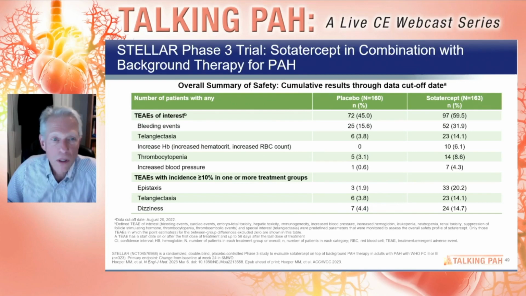Many patients saw an increase in hemoglobin of about 1 to 2 grams. And very few patients had thrombocytopenia. Those patients who had epistaxis, it could have been related to telangiectasias, but we're still sorting a lot of that out. But overall, this was a remarkably well-tolerated trial.